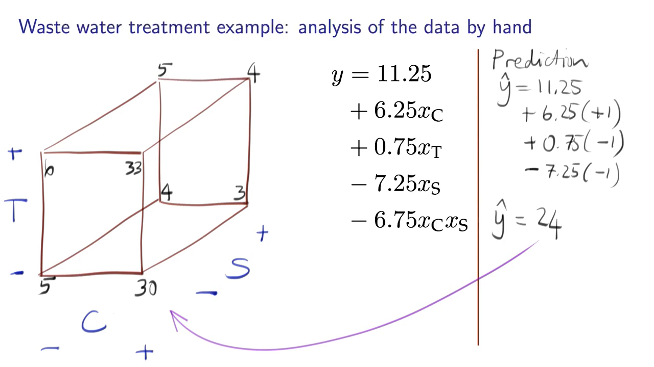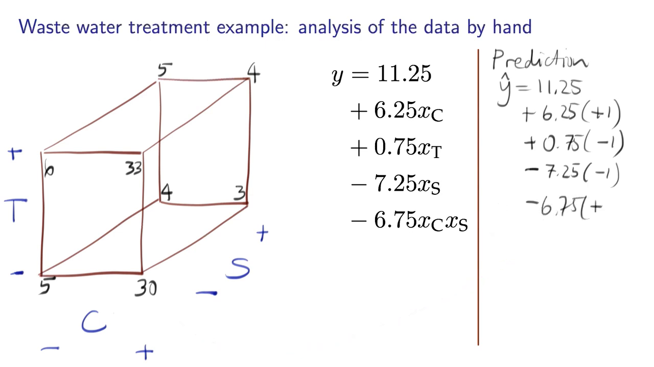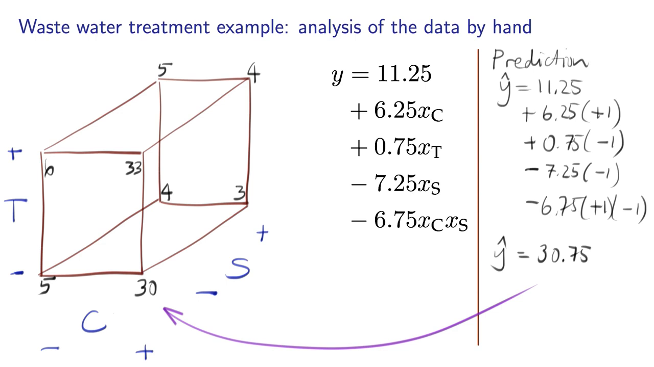The predicted value earlier was 11.25 plus 6.25 minus 0.75 plus 7.25. But now with this interaction term, we have an additional part, minus 6.75 times 1 times minus 1. What that means is we actually get an additional amount of 6.75 due to the interaction, getting us a prediction of 30.75, much, much closer to the actual value. Notice here that the interaction actually works against us. That interaction has increased the amount of pollution.